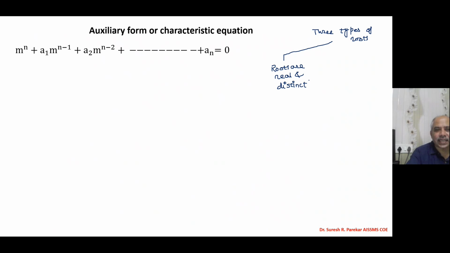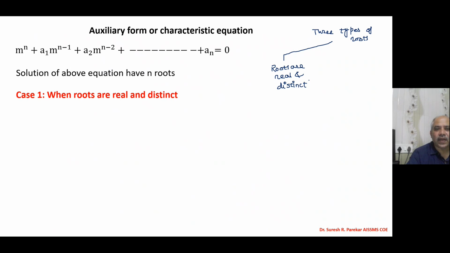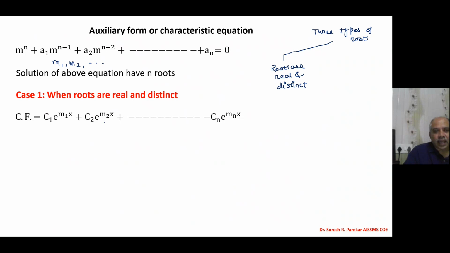What will happen in this case? So we can have this when roots are real and distinct. My complementary function will be C1 e raised to m1x plus C2 e raised to m2x. So I have a solution where the roots are m1, m2 and likewise, and we have m1 is not equal to m2.